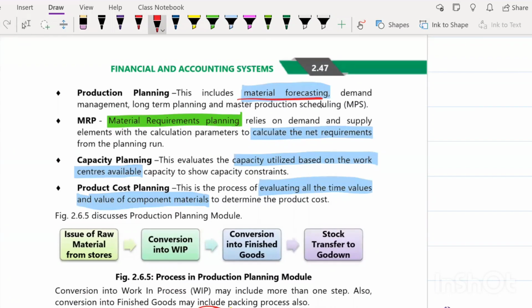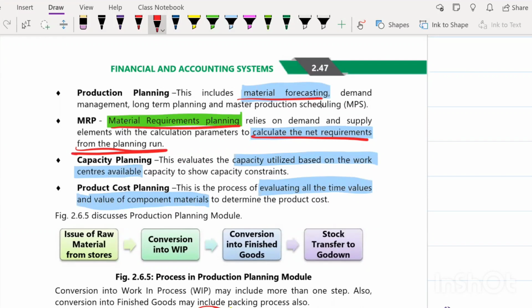Once sales forecasting is done and you know how many distribution centers are available to you, you know how much you will have to produce, and according to that, how much raw material will be required. So you can do that raw material forecasting. Then material requirements planning. Here you calculate the net requirements from the planning run. That is, in the whole production process, all the items that will be required, all the net requirements you will plan. Okay, you will require this and this during the production phase.